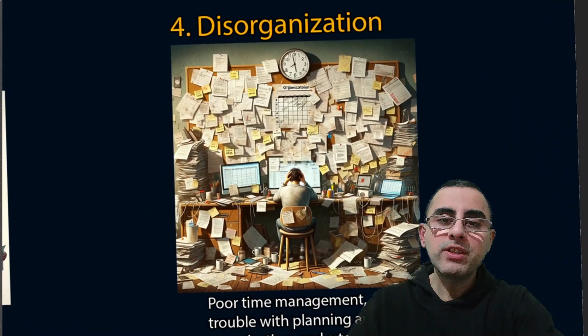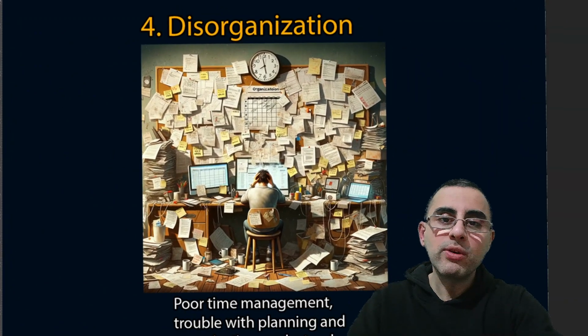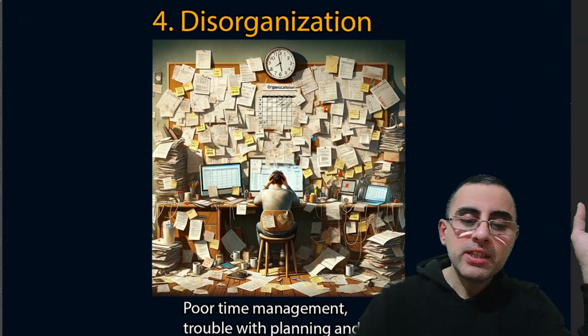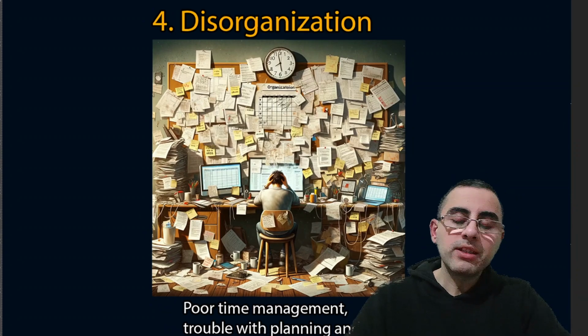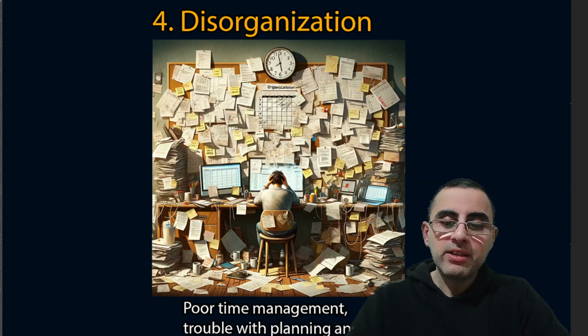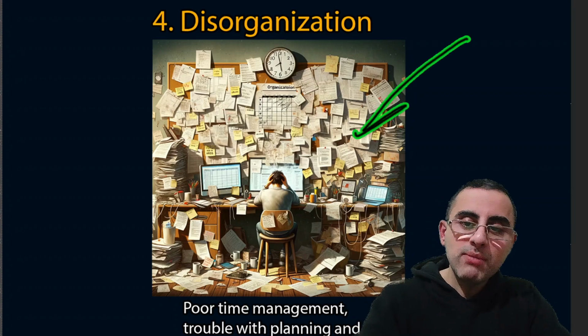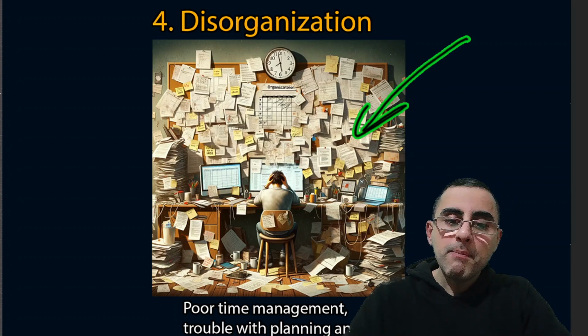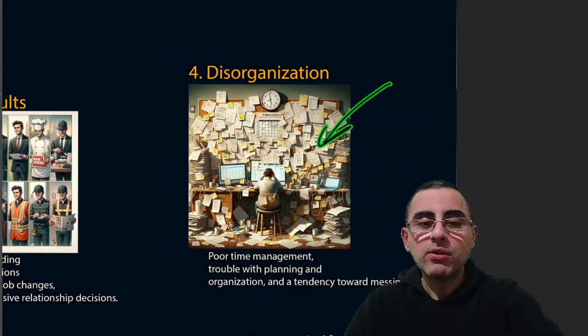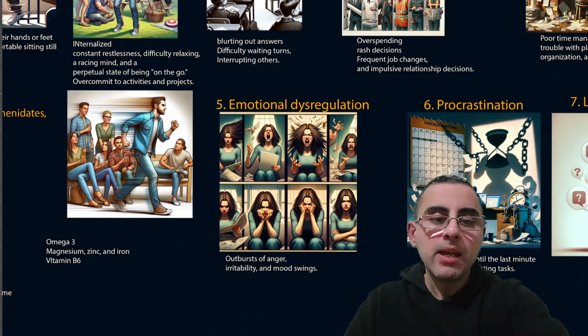The fourth important sign is disorganization. Disorganization means they have poor time management, trouble with planning and organization, and a tendency towards messiness, and you may see that they are always messy. They are not organized persons, but it's part of ADHD.